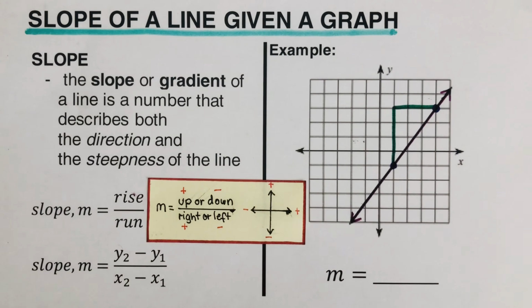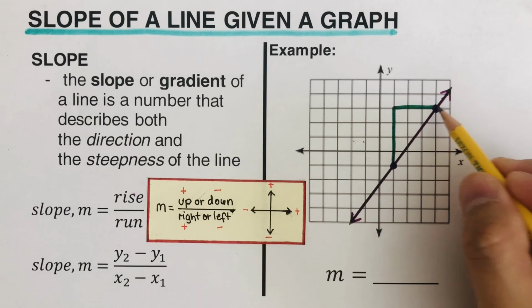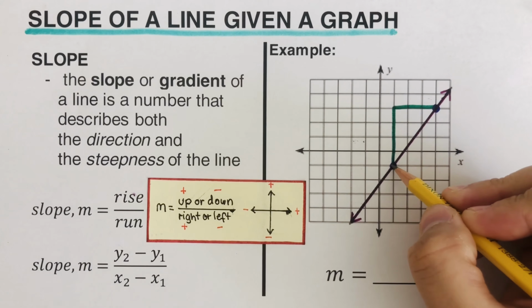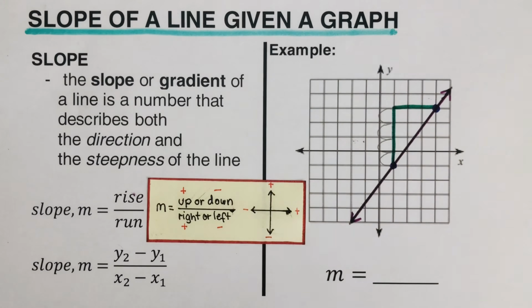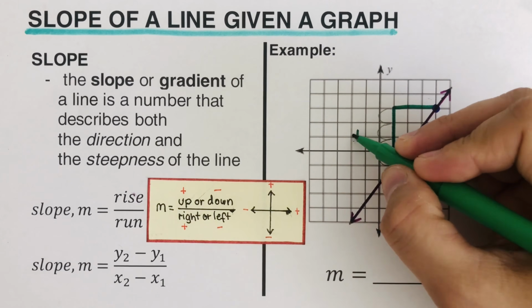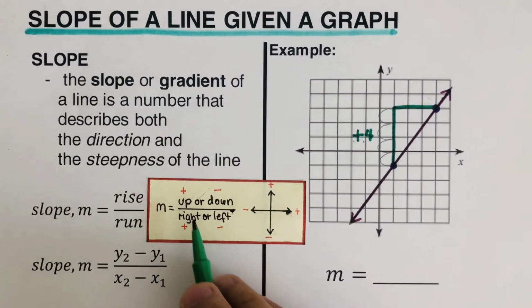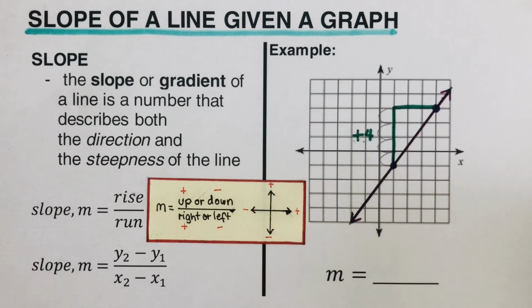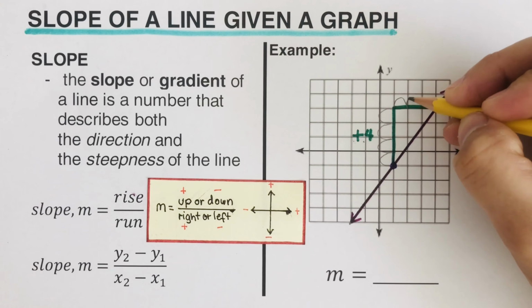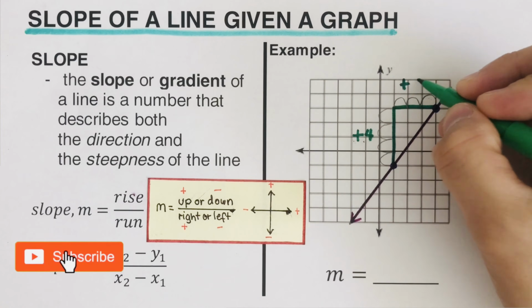Let's take the first dot here at the bottom. If I take this dot and go up to this dot, I have to go 1, 2, 3, 4. So I went 4, so I'm going to label this as positive 4 since I went up 4. Remember, up is positive. So I label this as plus 4. Now I go to the right: 1, 2, 3. So I went 3. I'm going to label this as positive 3.